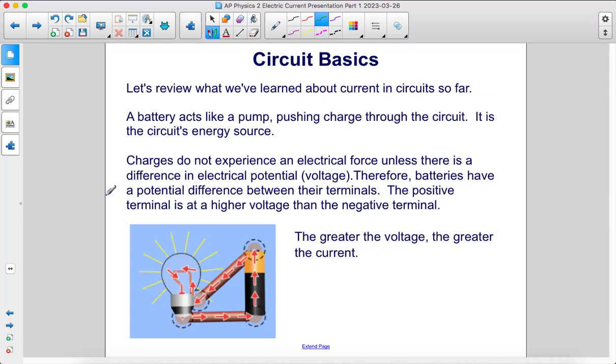Let's review what we've learned about current in circuits so far. A battery acts like a pump, pushing charge through the circuit. It is the circuit's energy source. Charges do not experience an electrical force unless there is a difference in electrical potential, also known as voltage. Therefore, batteries have a potential difference between their terminals. The positive terminal is at a higher voltage than the negative terminal. The greater the voltage difference, the greater the current.